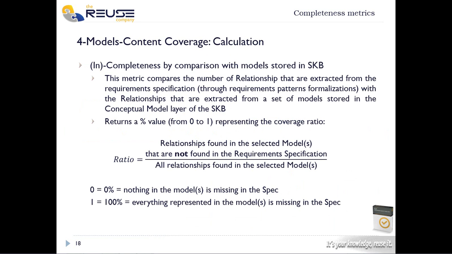This metric computes its value by calculating the ratio between the number of relationships found in the selected models which are not found in the spec and all the relationships found in the selected models. The returned result is a number between 0 and 1 representing the completeness coverage ratio. 0 means that nothing in the models is missing in the spec. In other words, that everything represented in the models has been found in the requirement specification. On the contrary, a value of 1 means that everything represented in the models is missing in the requirement specification.